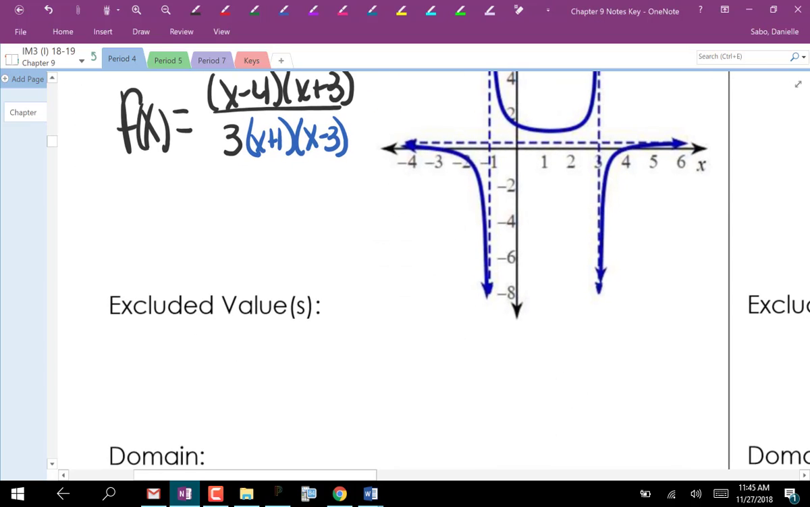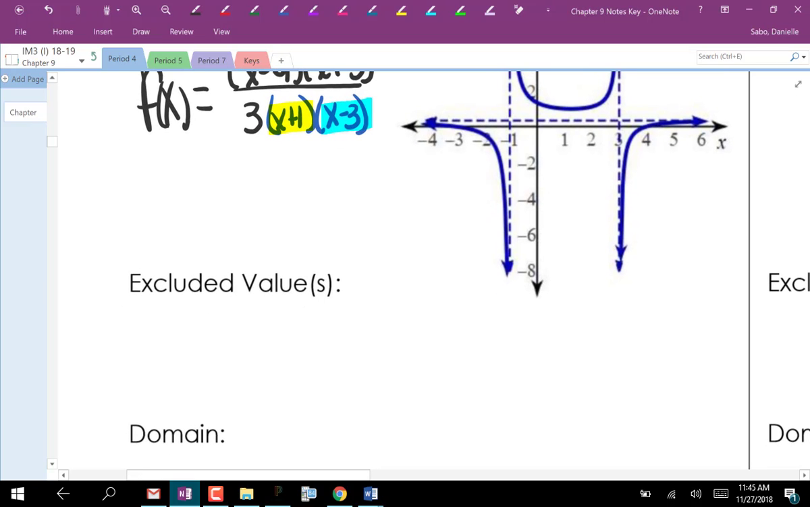So then there's going to be how many excluded values here? 1, 2, 3. What's going to happen? How many excluded values am I going to have? 2. Because there are 2 x's on the bottom. So that's how I know that. I know there will be 2 excluded values because there are 2 x's on the bottom. So in yellow, what can't x be? -1. Good.